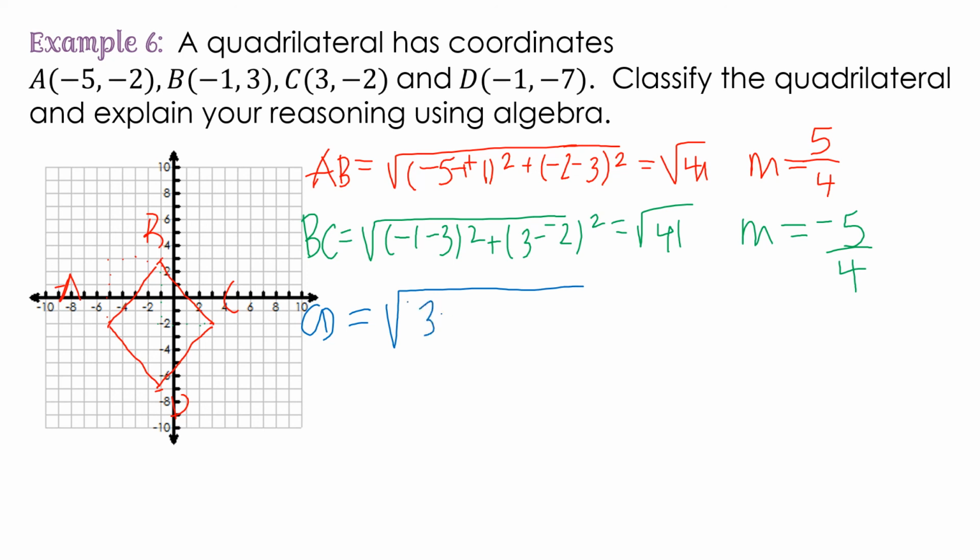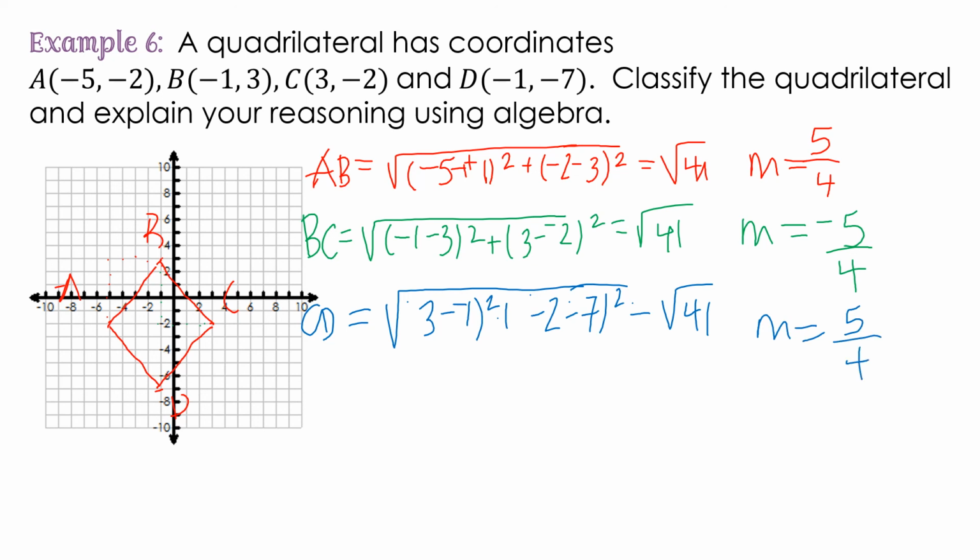So 3 minus -1, that's that 4 squared again. -2 minus -7, that's that 5 squared again. So 16 and 25 is 41, so square root of 41. You can find the slope again if you want, but CD is going to have the same slope as AB, which would be 5 over 4.